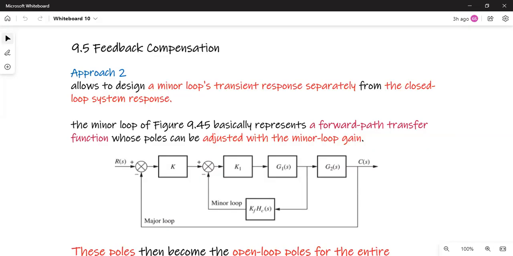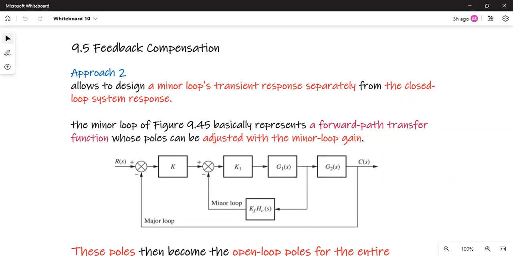Okay, so let's begin the class today. So we'll start with the feedback compensation, the approach 2, the second approach. Already we discussed the first approach in the last class. That was somehow similar to the cascade compensation. So now this one is slightly different.